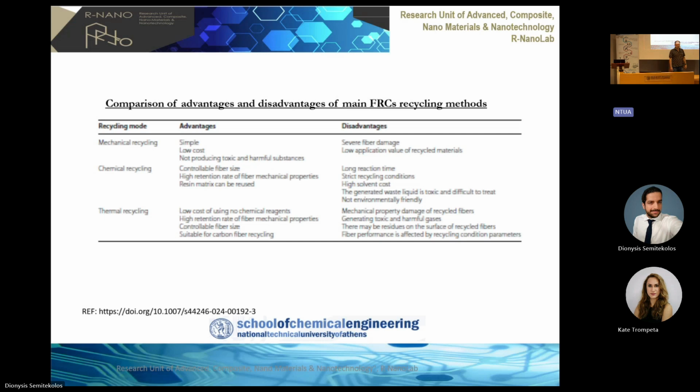Most of the time, the liquid that you receive from the liquefied product is toxic. It's very difficult to handle. This way, it's not very environmentally friendly, but we still try. So these are the problems with chemical recycling.